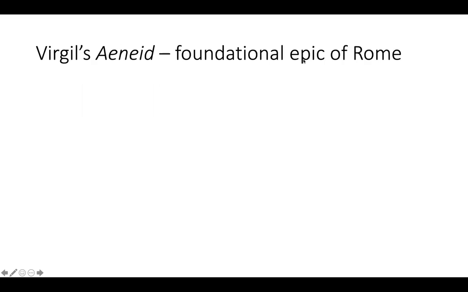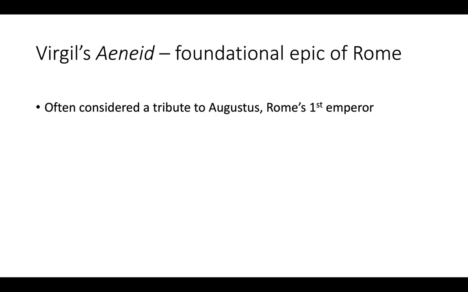Okay, so this goes well into introducing the Aeneid. It's this foundational epic of Rome. What I mean by that is in Virgil's Aeneid, Virgil is intentionally creating an epic for Rome, one to rival and surpass the Greek epics that Virgil grew up reading and learning. And the topic of this epic is Rome's founding by the great hero Aeneas. Okay, so a little bit about the Aeneid.